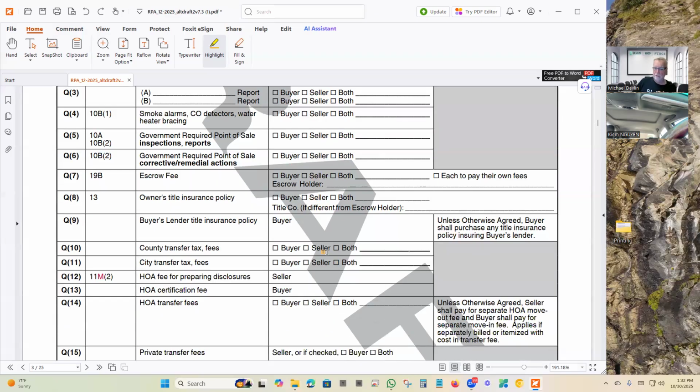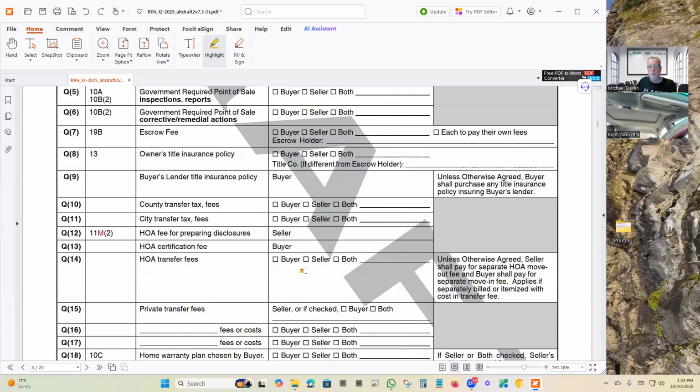County transfer tax is almost always the seller pays. City transfer tax, it depends. Again, you'd have to check and see if there is one and who typically pays it. Most of these they've already figured out. HOA fees, typically the seller pays it.